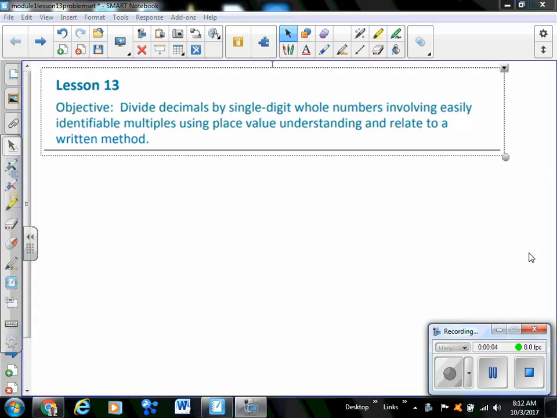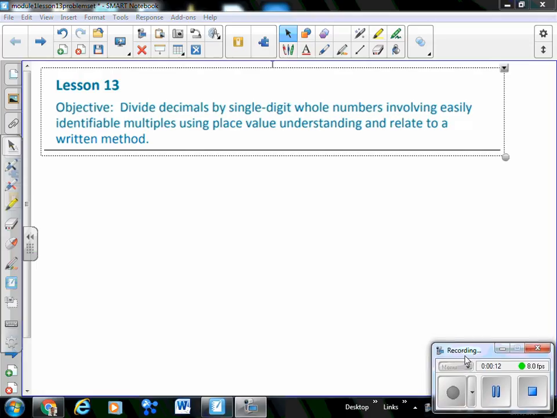Today we're going to be working still into Module 1, but we're going to be on Lesson 13 today. Last night we did multiplying by decimals, and today we're going to do dividing. If we look at the objective, it's going to be to divide decimals by single-digit whole numbers and involving easily identifiable multiples using place value understanding and relate to a written method.